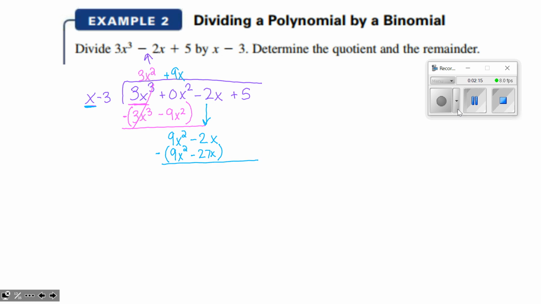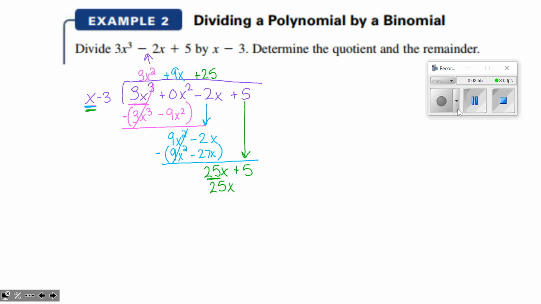Now keep in mind, I am subtracting. So I have 9x squared minus 9x squared. That is by design, that goes away. Then I'm going to say negative 2x minus negative 27x. So minus the negative 27x becomes plus. So I have negative 2 plus 27. That gives me 25x. And then I'm going to bring down this 5. And so I'm going to say x times what gives me 25x. So it looks like times 25.